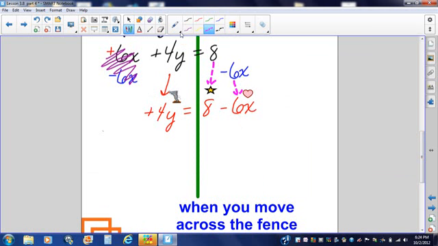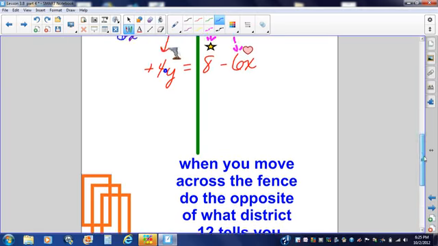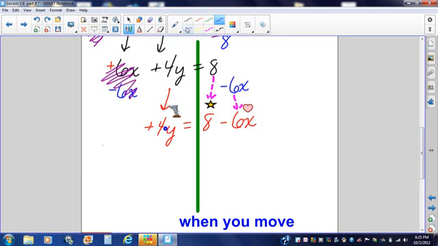Nice. Remember that when the 4 is touching the y, that means to multiply. When I go across the fence, I'm going to do the opposite of what the district tells me to do. The opposite of multiplication is division. Fraction bar, fraction bar, fraction bar. I am going to divide everything by positive 4, or 4.